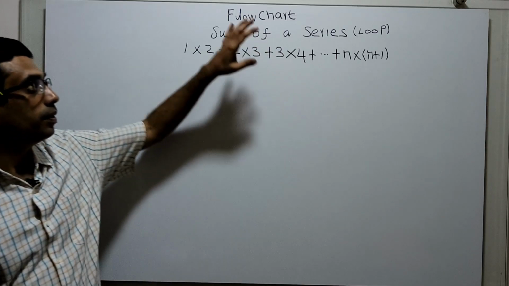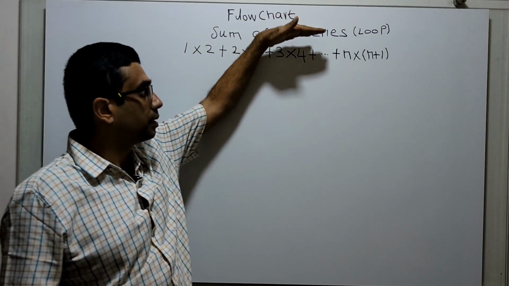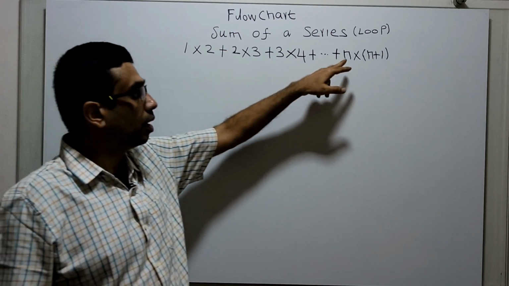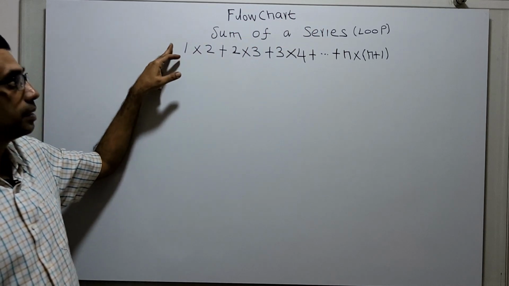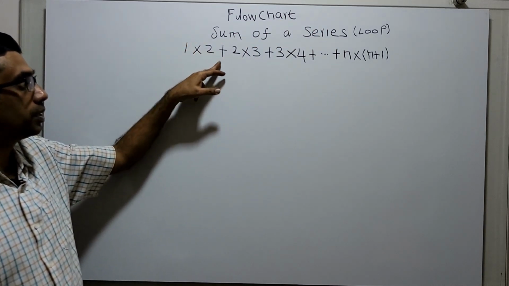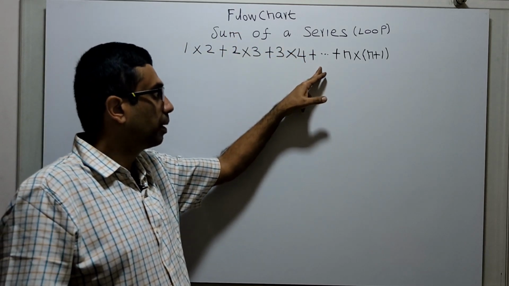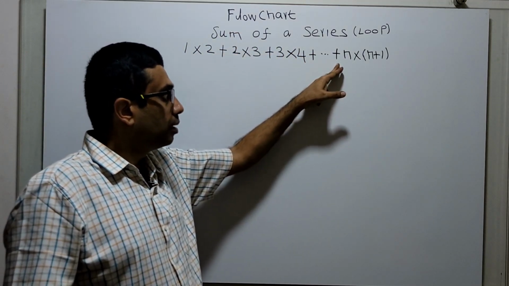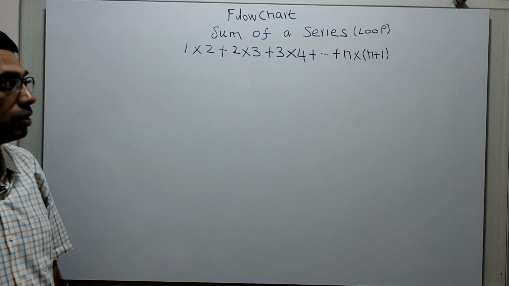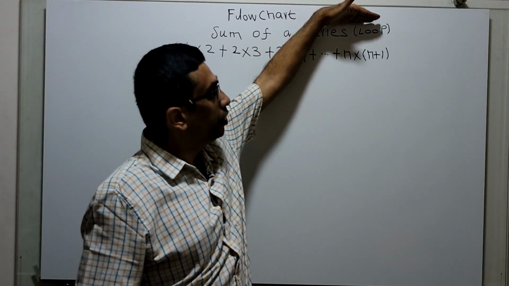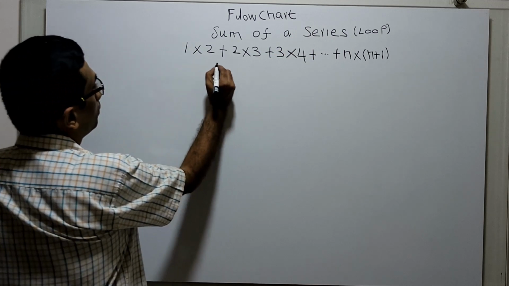Hello friends, we are going to draw a flowchart for the sum of the series given below. That is, you have to obtain the range n from the user and write a series like this: 1 multiplied with 2 plus 2 multiplied with 3 plus 3 multiplied with 4 plus 4 multiplied with 5 up to n multiplied with n plus 1. So for this, we are going to draw a flowchart using the loop.